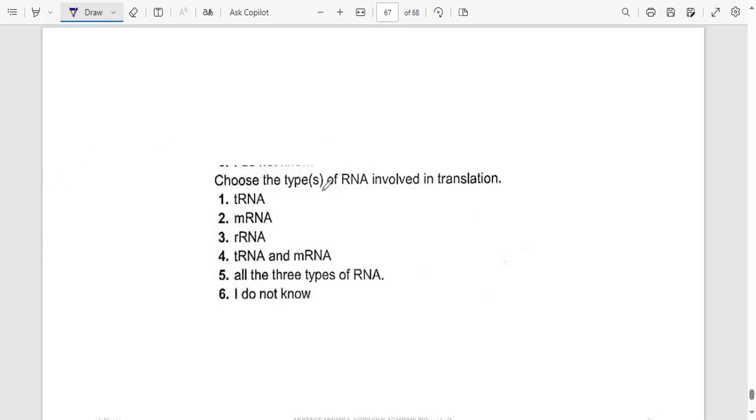Choose the types of RNA involved in translation. tRNA, mRNA, rRNA, tRNA and mRNA, all the three types. Which one do you think is the answer? Okay.